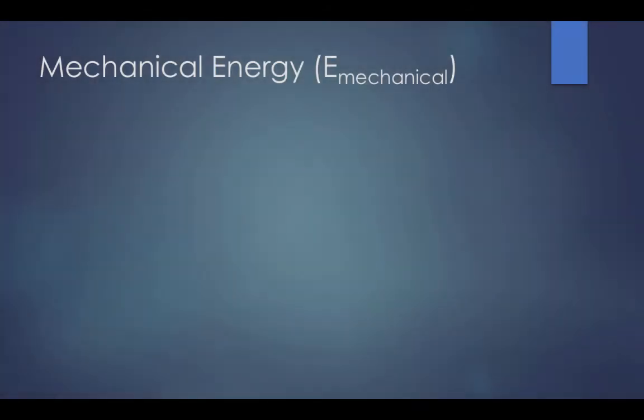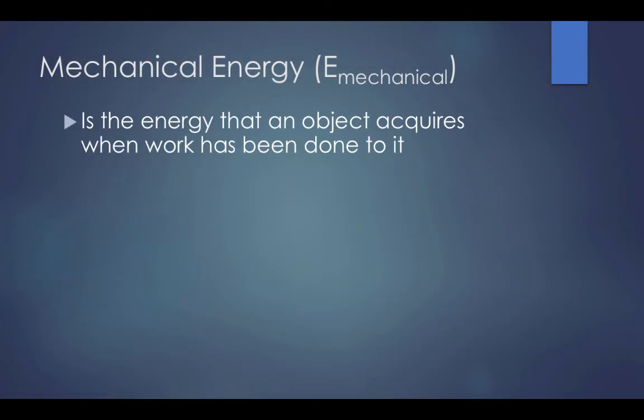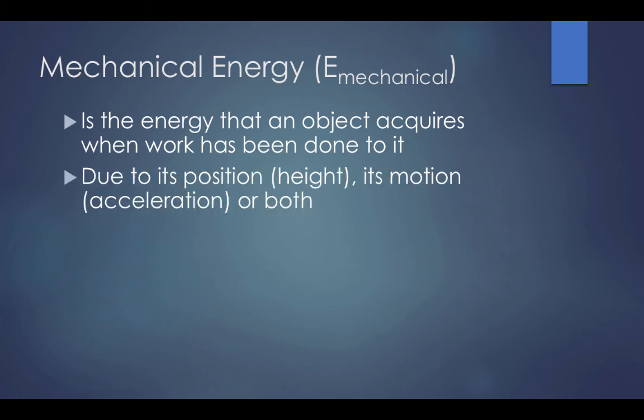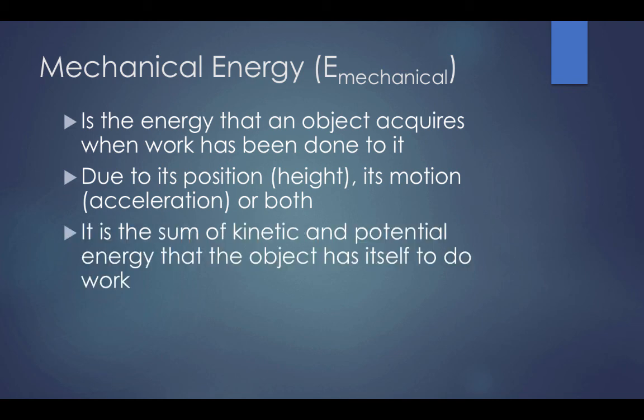Mechanical energy, written as E sub mechanical, is the energy that an object acquires when work has been done to it. This energy is due to its position or its height, its motion, or both. It is the sum of both the object's kinetic and potential energy, which it can now be used to do work itself. The formula is potential energy plus kinetic energy, or U plus K.